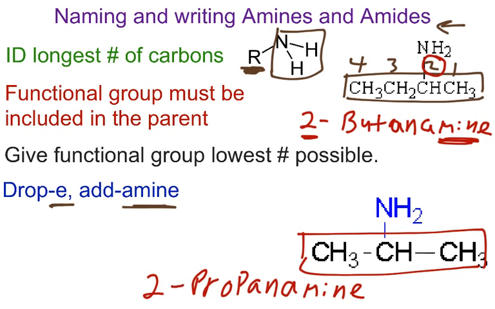Now let's just say you had a methyl group hanging off somewhere. The alkyl group will come in front of the name, and it will still have 2-propanamine or 2-butanamine as needed or whatever. But we'll do an example later with that.